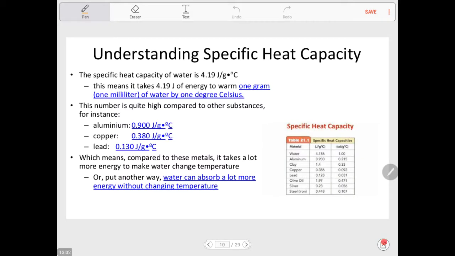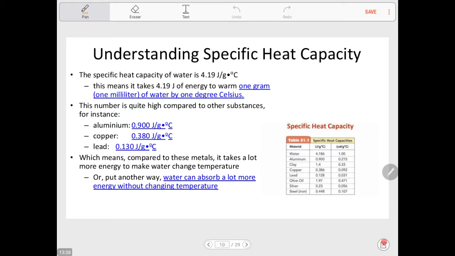Now, I said to you we come to specific heat capacity. The specific heat capacity of water is 4.19 joules per gram times degrees Celsius. Now let me try to break that down. This means that it takes 4.19 joules of energy to warm 1 gram of water by 1 degree Celsius. Now, for you and me saying, okay, well, that's 4.19 joules. Well, is that a lot or a little? We don't really know until we compare it.